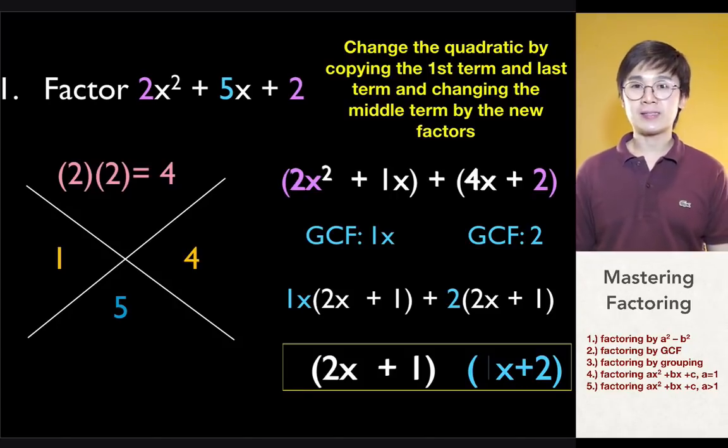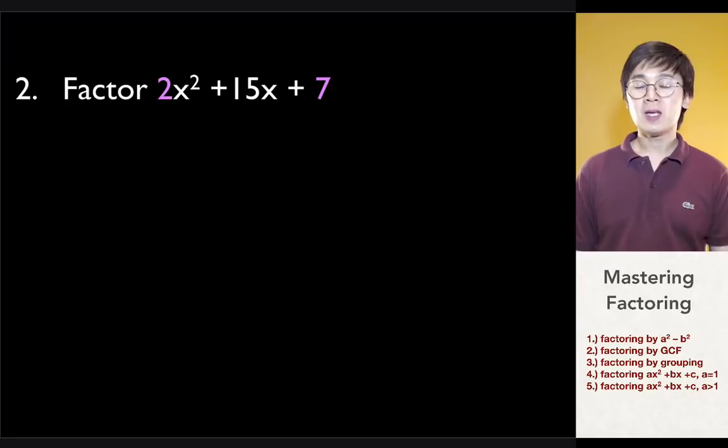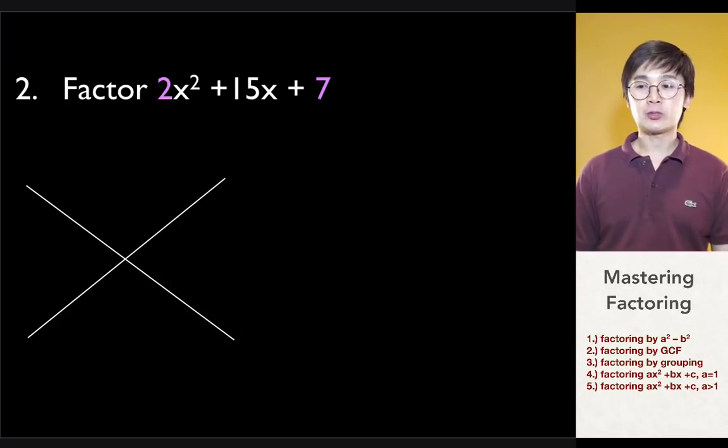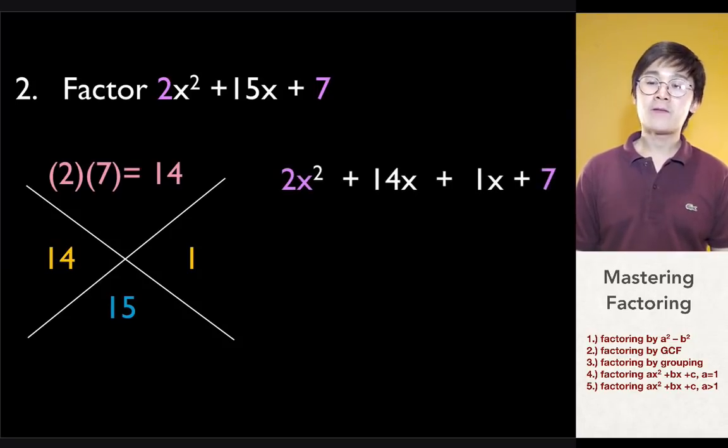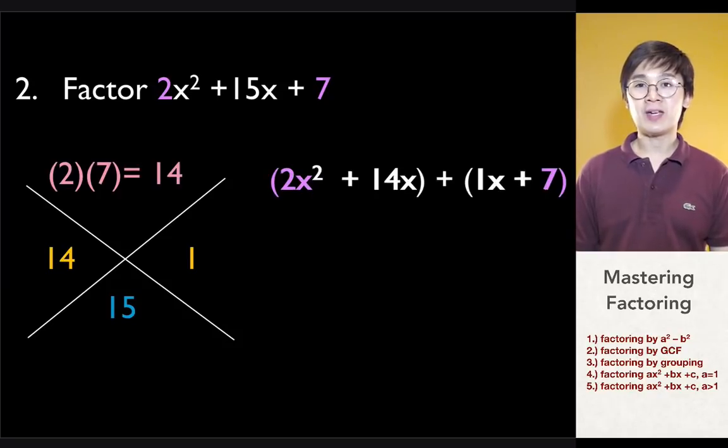So let's go ahead and use another example for this type of quadratics. So now we have 2 and 7 to use, and 2 times 7 is equal to 14. And we need to find the factors of 14 that give you 15 when you add them up. So obviously it's not going to be 7 times 4, because 7 times 4 is 28, but 7 plus 4 is not 15. So the factors of 14 that we're going to use will be 14 and 1. So once we have our factors, we're going to copy the first term, and modify the middle term using 14x and 1x, and then copy 7 as our last term.